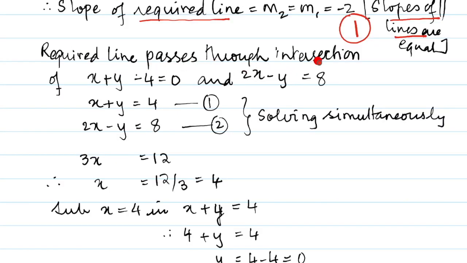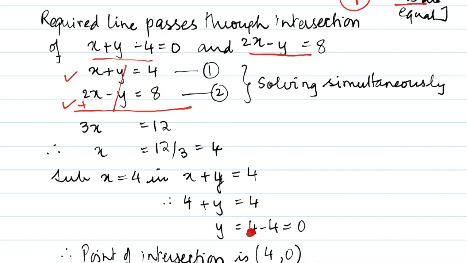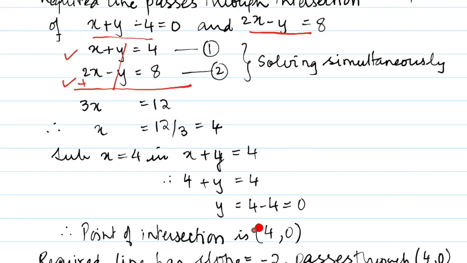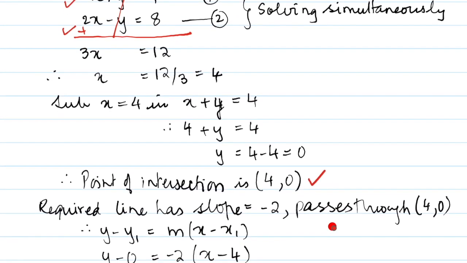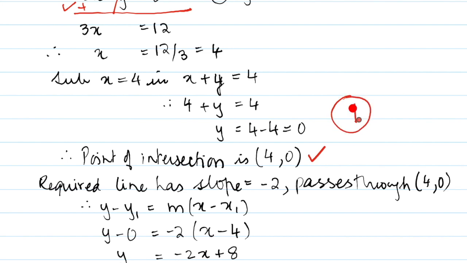The required line passes through the intersection of this line and this line. So we write them one below the other and we add. So y and y get cancelled. We'll have x plus 2x, that is 3x, and here it will be 12. So x will be equal to 12 upon 3, which is 4. Substitute x equal to 4 in this and that will give us y equal to 0. So the point of intersection is 4, 0. So that is our second mark.